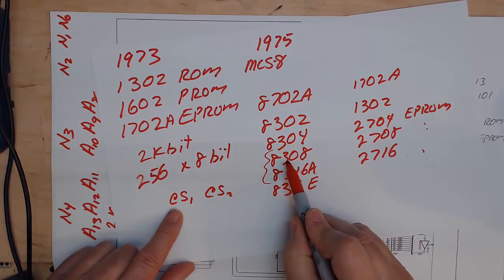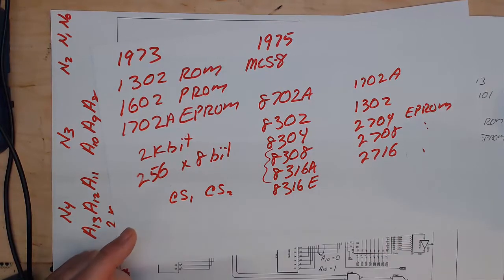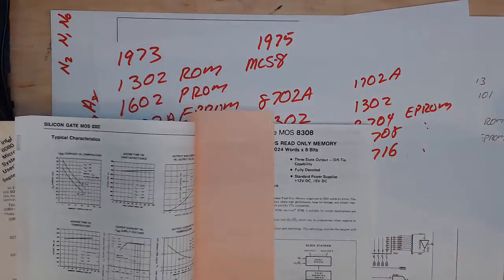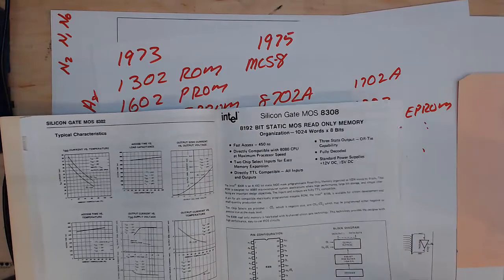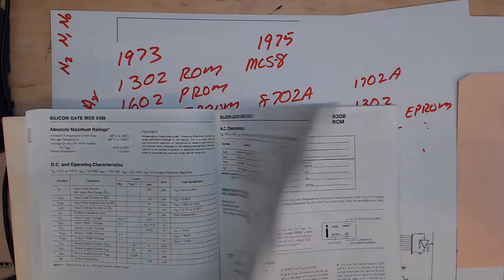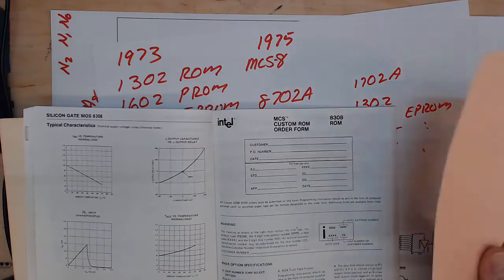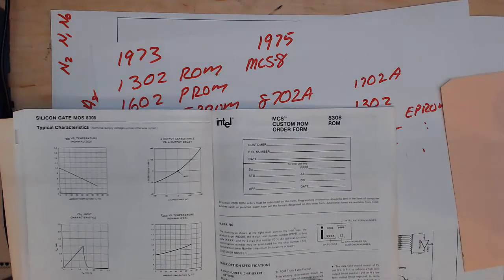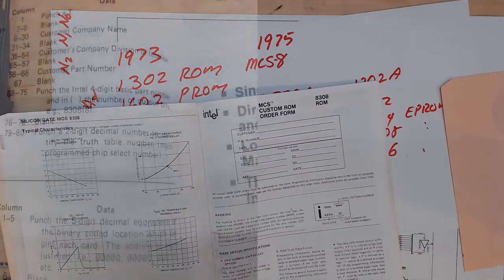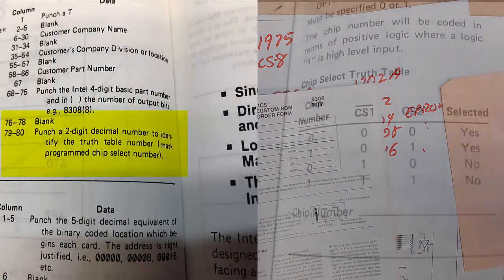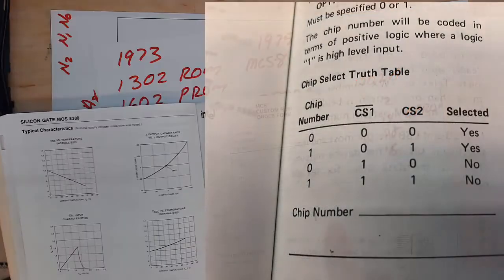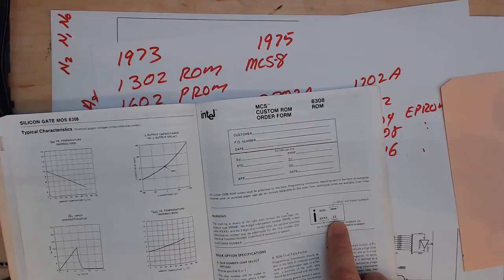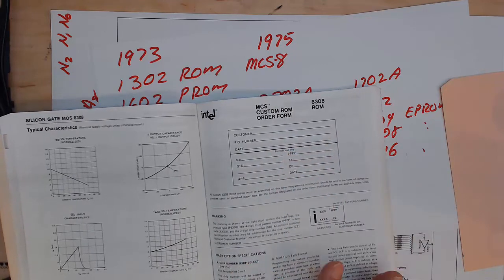When you ordered up your ROM version of the 8308, and we can look, this is the catalog, this is the 8308, and we can see in here that when you order this, you're going to submit your mask pattern on either cards or on a paper tape, but you're going to say what you want chip select 1 and chip select 2 to be. And whatever you select for that, there's going to be a little 2-digit number that's written on the top of the chip. So this is the pattern that tells that chip when it's selected.